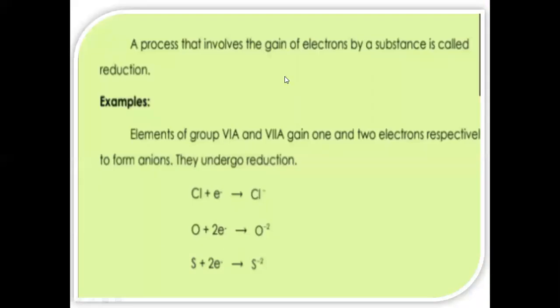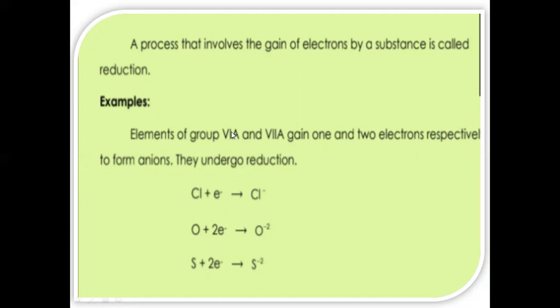A process that involves the gain of electrons by a substance is called reduction. Reverse of oxidation is reduction. Oxidation is loss of electrons by an element or by an atom, while reduction is gain of electrons by a substance or by an element or an atom.